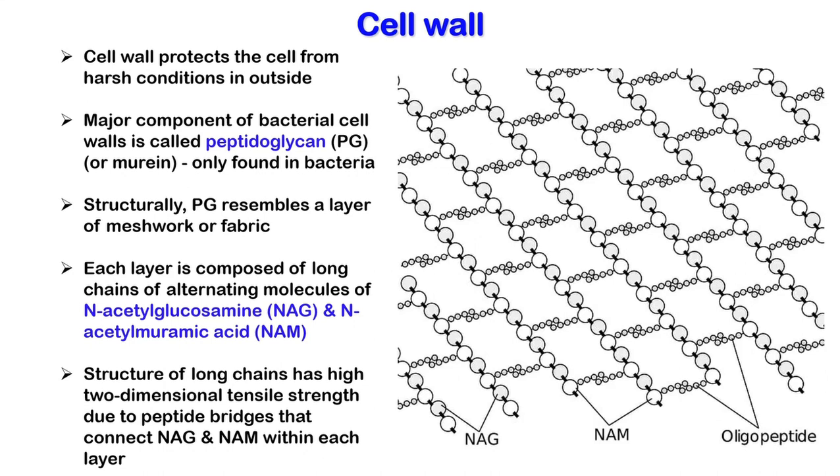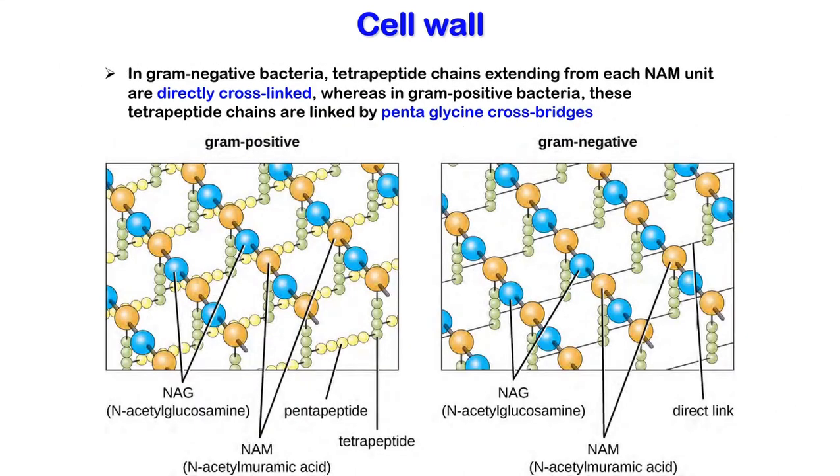The peptide bridge can actually be made up of different amino acids, and this helps create diversity between bacteria. So the peptidoglycan structure is actually different in gram-negative compared to gram-positive bacteria. In gram-negative bacteria, the tetrapeptide chains extending from each NAM unit are directly cross-linked, whereas in gram-positive bacteria, these tetrapeptide chains are linked by pentaglycine cross bridges. You see this in the diagram below.